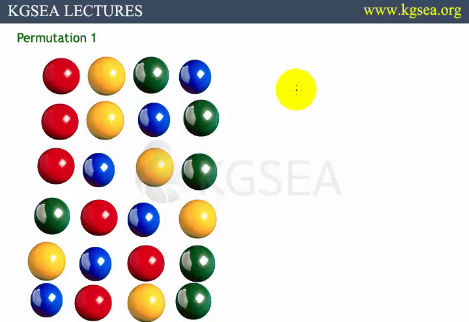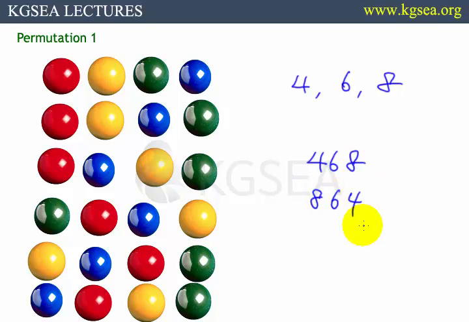Let me tell you. If I have 4 and 6 and 8. Now, if you made $468 versus when you made $864, are they same or not? Of course not. This is a whole lot better. So if it's different, then it's permutation.